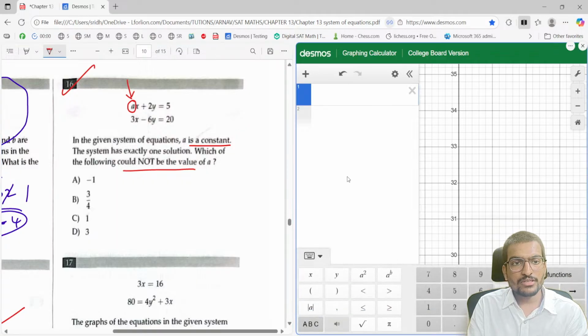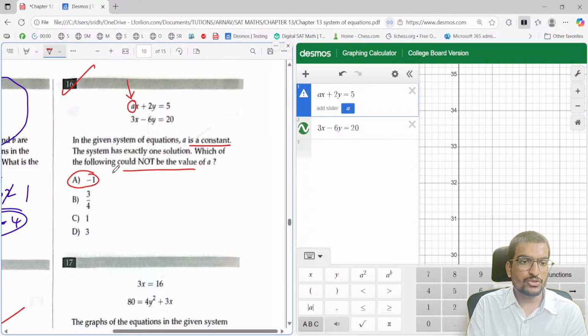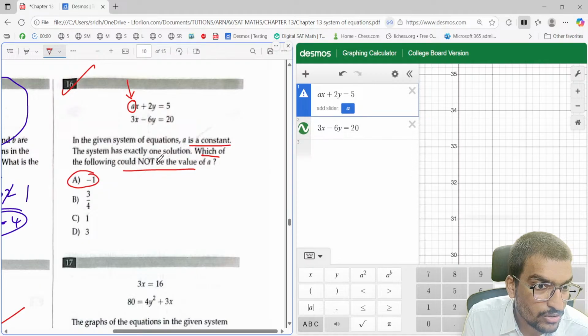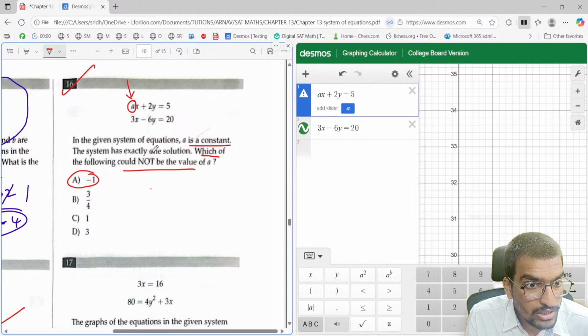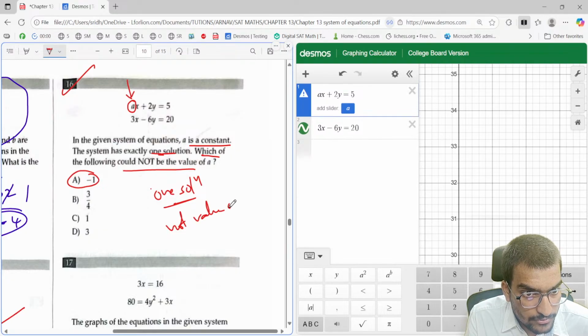How? You already have the second equation. Let me put the second equation first: 3x minus 6y equals 20. And what is the value of a? We don't know the value of a. Let's keep it a. I'm entering the same: a x plus 2y equals 5. But we don't know what the value of a is. The given value of a is negative 1. We need to find which of the following could not be the value of a, given that there is only one solution. The condition is one solution, not the value of a.